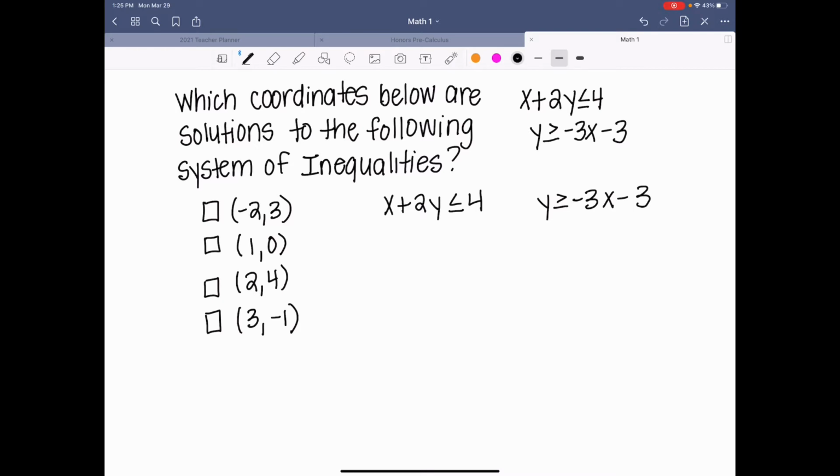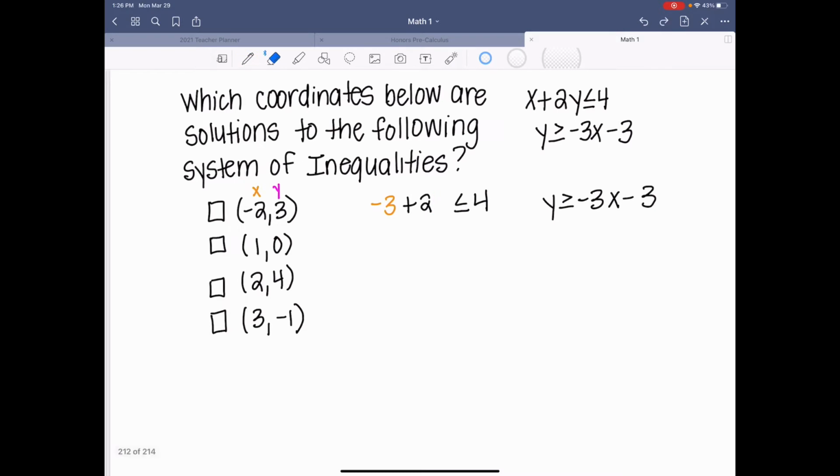All right, so for the first one, I have an x value of -2 and a y value of 3. So where my x is, I'm going to plug in -3. I'm going to make that correction there. Let me go back and redo that. Where my x is, I'm going to plug in -2, not -3. And where my y is, I'm going to plug in +3. Now, does this work for this system?